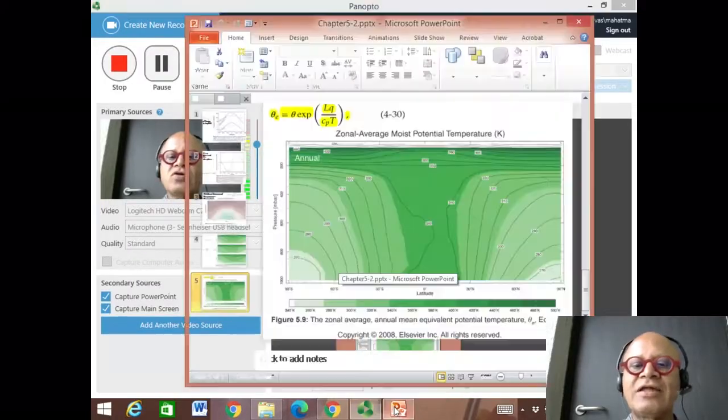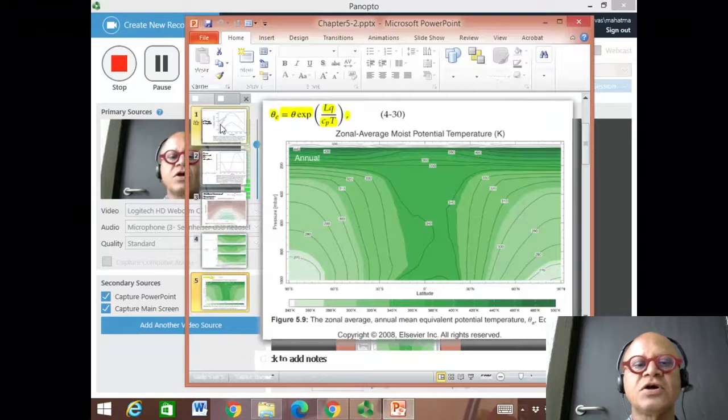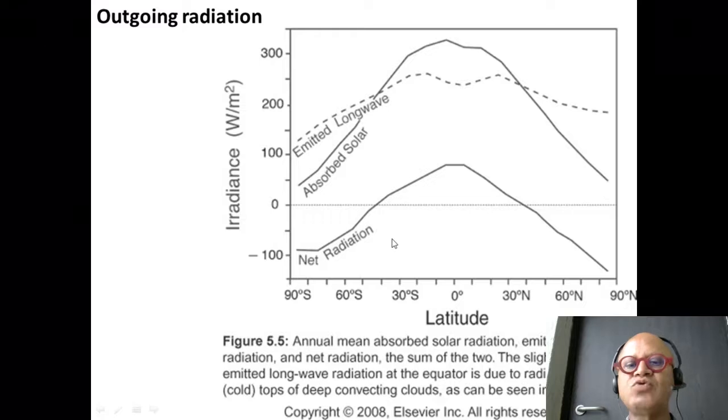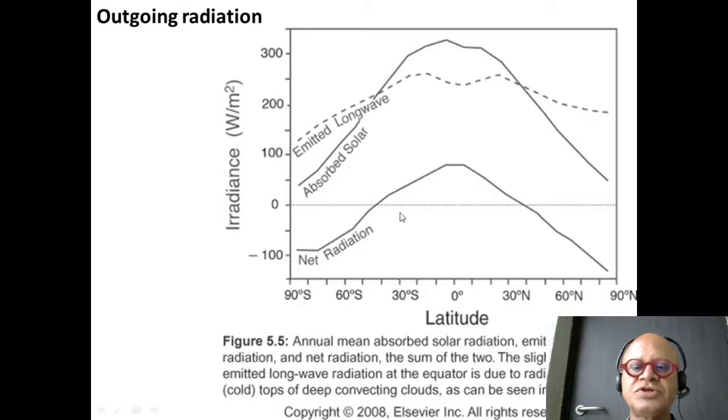Moving right along, let's go further with this and look at the net energy. So we had done it differently before. Now here we are looking at the annual mean meridional sections of incoming solar radiation, absorbed solar radiation, emitted longwave radiation, and the resulting net radiation. You can think of it as the zonal mean meridional.